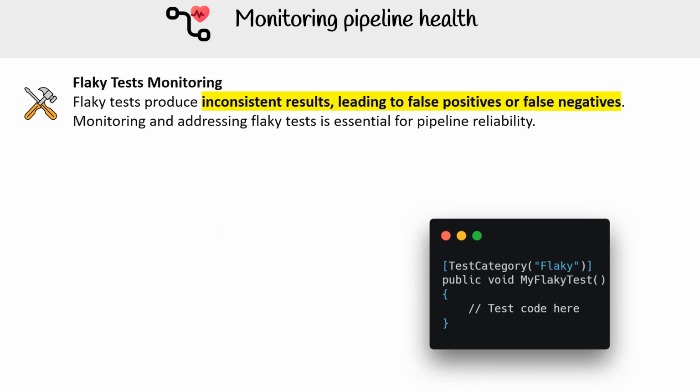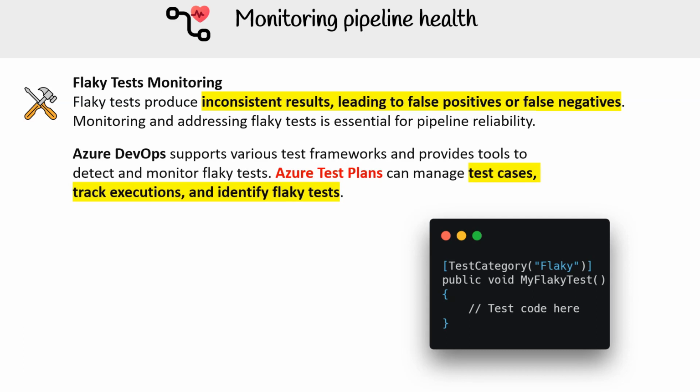Flaky tests monitoring. Flaky tests produce inconsistent results, leading to false positives or false negatives. Monitoring and addressing flaky tests is essential for pipeline reliability. Azure DevOps supports various test frameworks and provides tools to detect and monitor flaky tests. Azure Test Plans can manage test cases, track executions, and identify flaky tests.